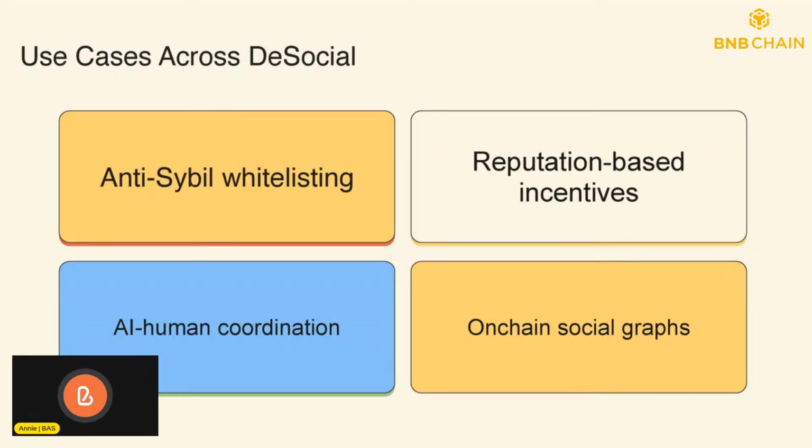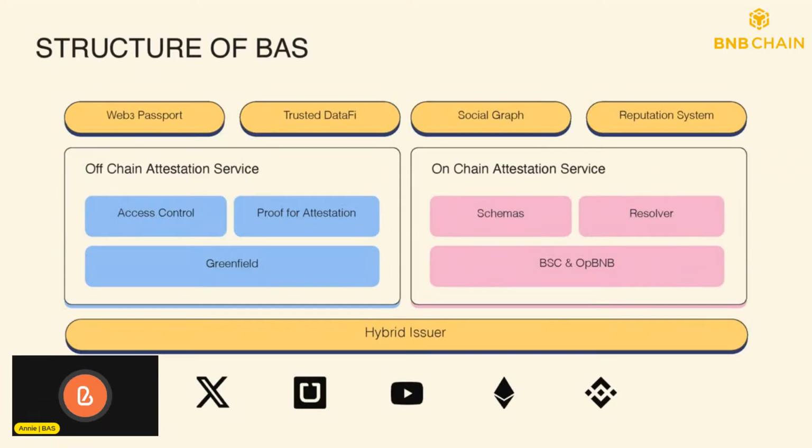Anti-Sybil whitelisting for airdrops and community campaigns, and also reputation-based incentives, rewarding real contributions, not fake engagement. AI-human coordination, enabling AI agents to trust and interact with real verified users. An on-chain social graph, composable and portable between dApps and platforms.